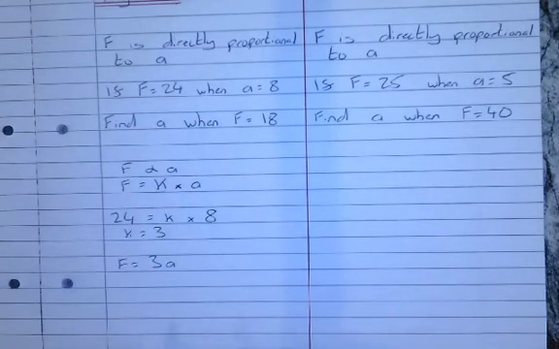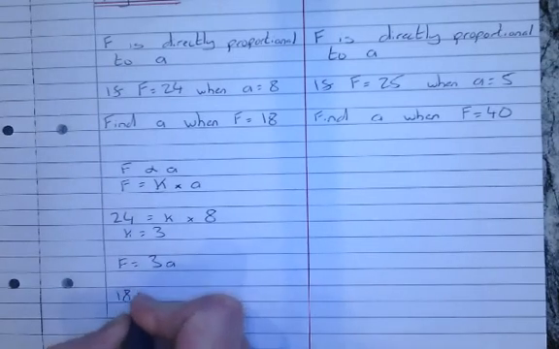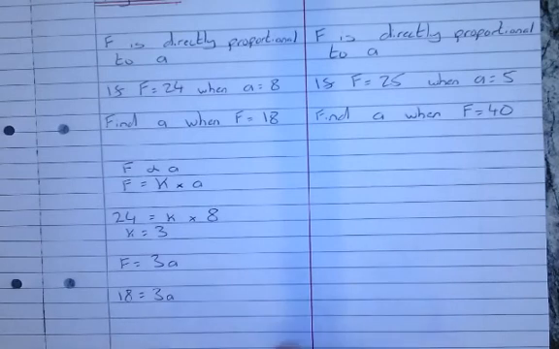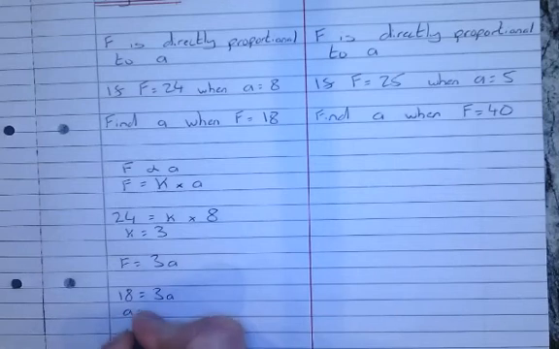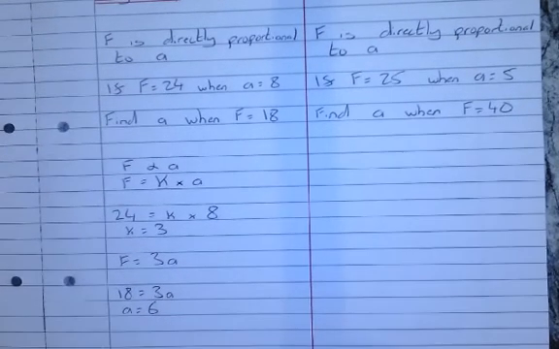So find a when f equals 18. So let's substitute 18 into this equation. So 18 equals 3a. In other words, 18 equals 3 times whatever a is. 18 divided by 3 would be 6, so a equals 6. 3 times 6 would give you 18.